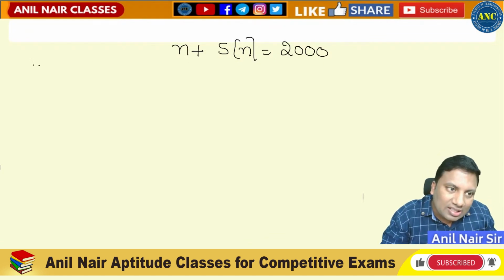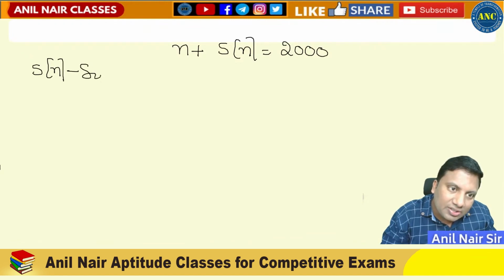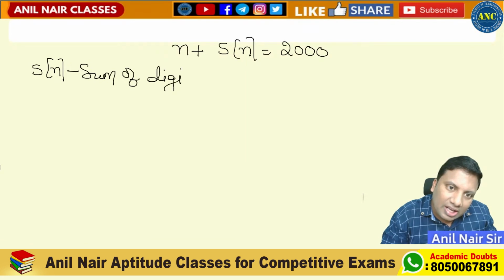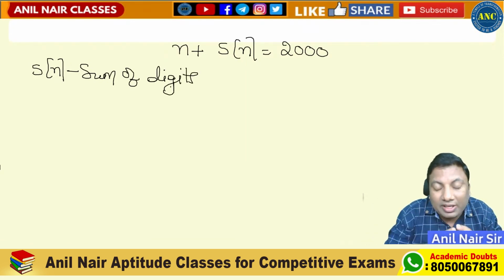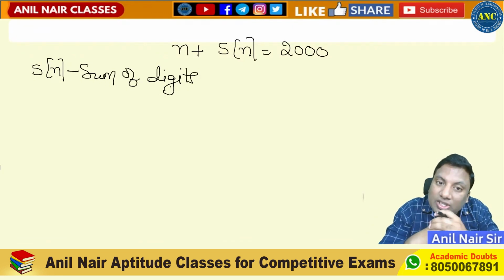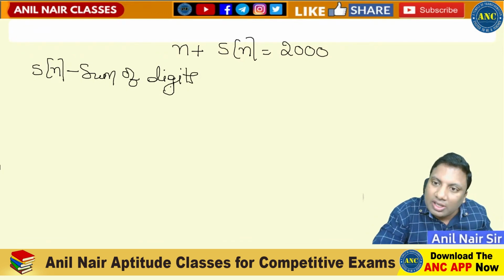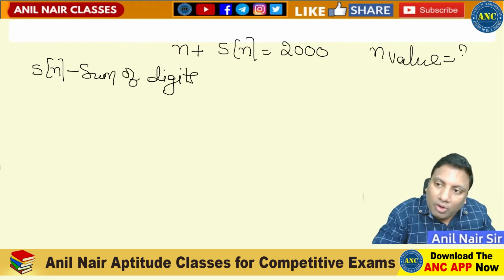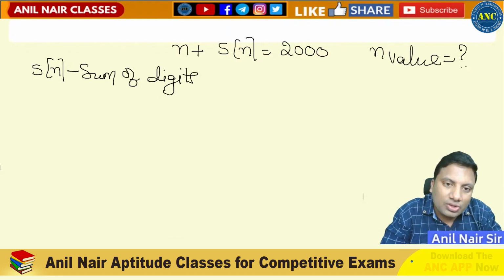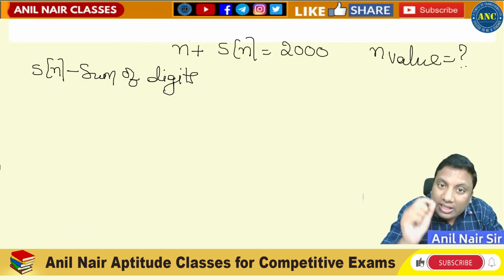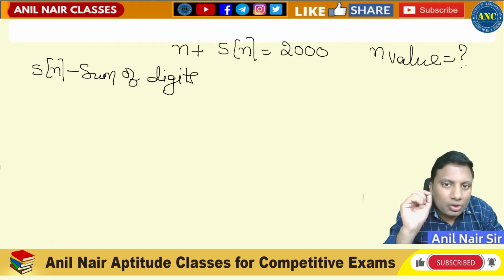Sir, what is S of n here? S of n is the sum of the digits. There is a natural number n. Natural number plus sum of the digits is 2000. What is the value of n? Or in case there are more values, what are the various values of n? This is the question: N plus S of n equivalent to 2000.